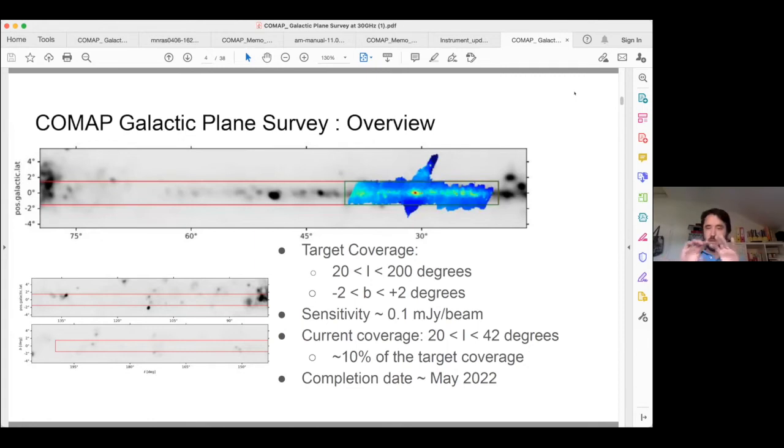And the little color map there is the Comap survey as it stands at the moment, which mostly covers between 20 and 42 degrees, with small excursions, as you can see, to higher latitudes than the rest of the survey to cover interesting features. In that case, that was W40.